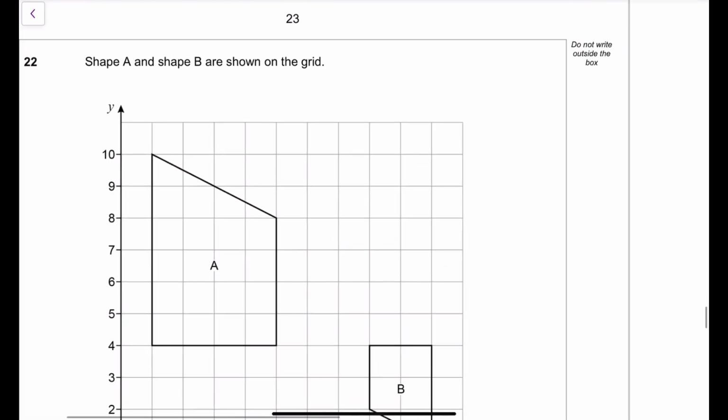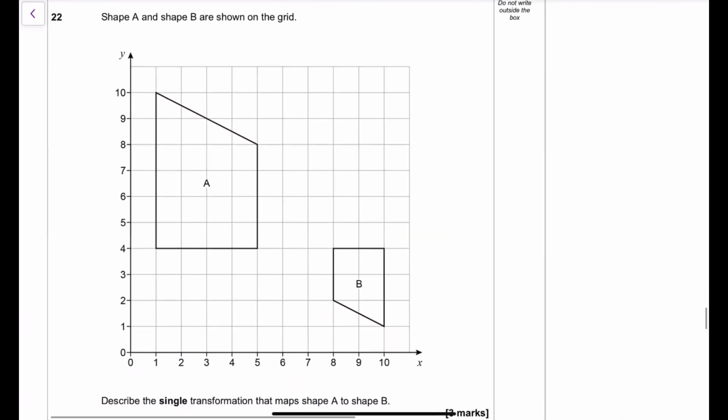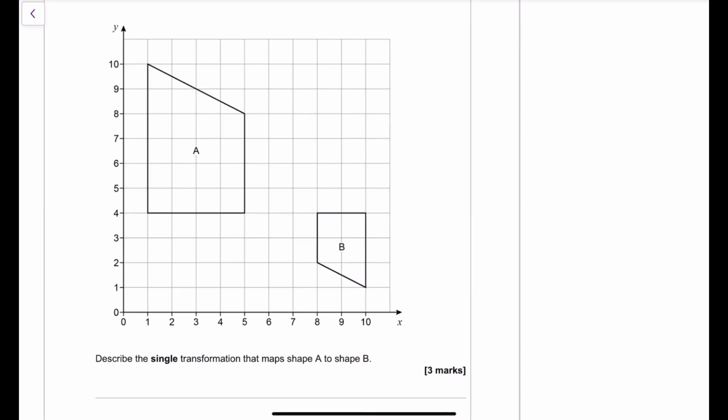Okay, right. Anyway, shape A and shape B are shown on the grid. Describe a single transformation that maps A to B. Okay. It is some sort of enlargement. Now we need to find the center of enlargement. We'll do that first. So this corner comes from here. So if you link that up, I wish I had a ruler, but if you link that up, that's where they go. And then this corner also comes from here, link those up.